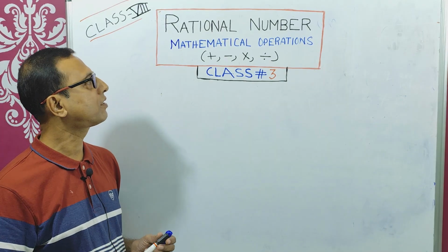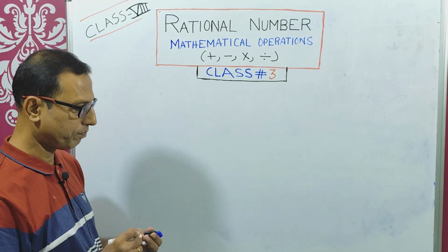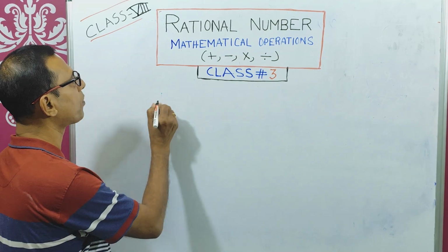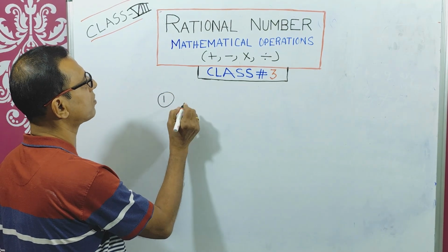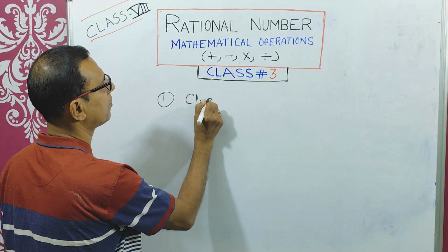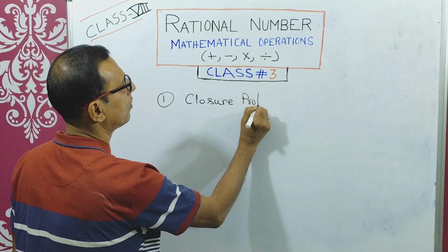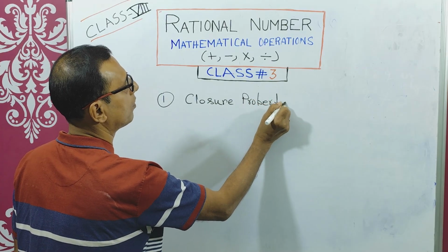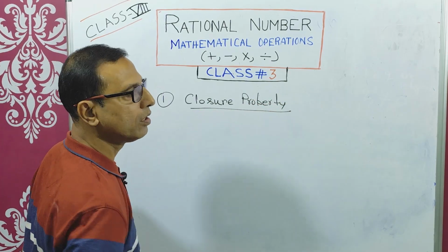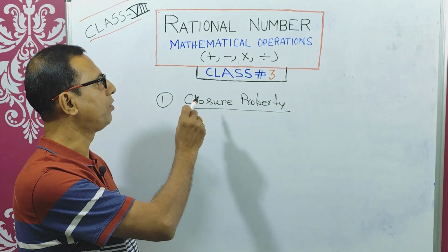Okay, so let's start the mathematical operations on rational numbers. So there are a few properties. The first property is called closure property. Closure property.